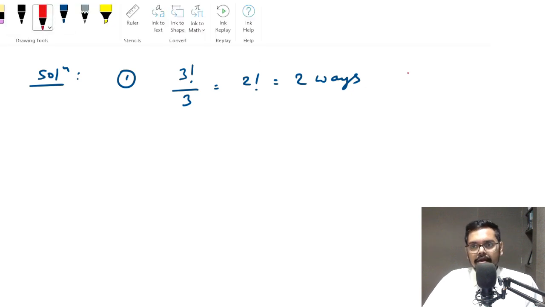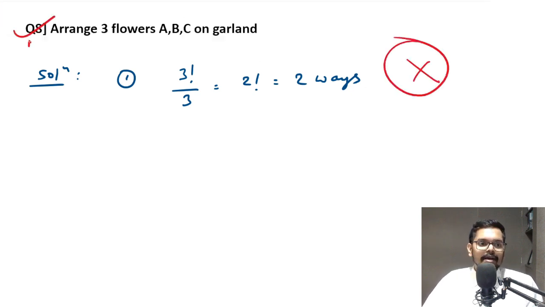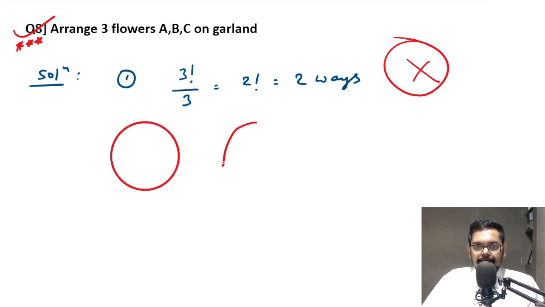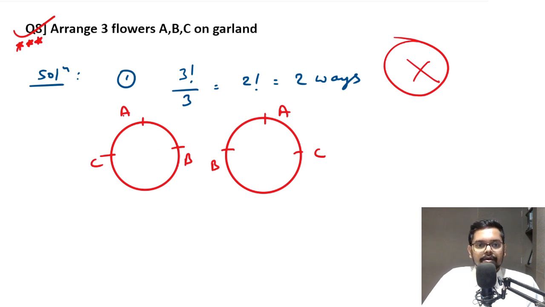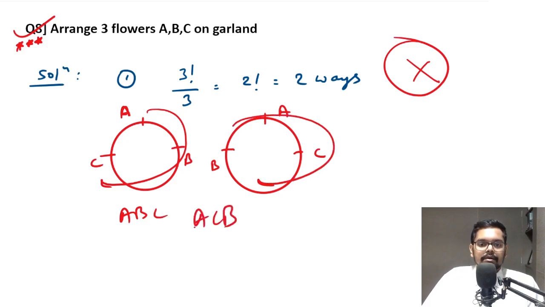Very good. This is the wrong answer. Sir, why every time we do correctly but we get the wrong answer? Because it's a garland. In a garland, your viewpoint changes. Check it out. This is my first circle, and this is my second circle. Here I have ABC, and here I have ACB. As per the circular arrangement style, these two are different, right? Because here the collection happens as ABC and here as ACB.